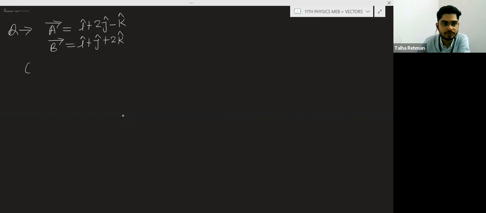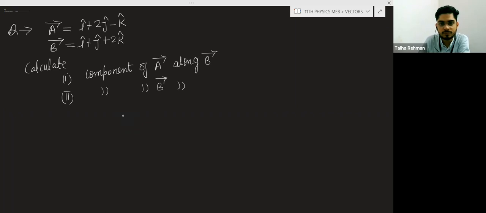They are saying calculate, number one, the component of A vector along B vector. Second part, the component of B vector along A vector. We have to calculate. This is related to the previous topic we have just done. So we want to calculate the component of A vector along B vector.